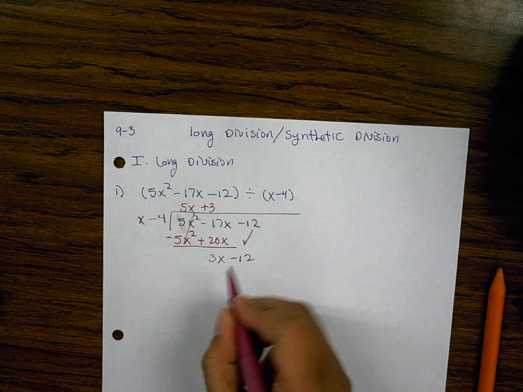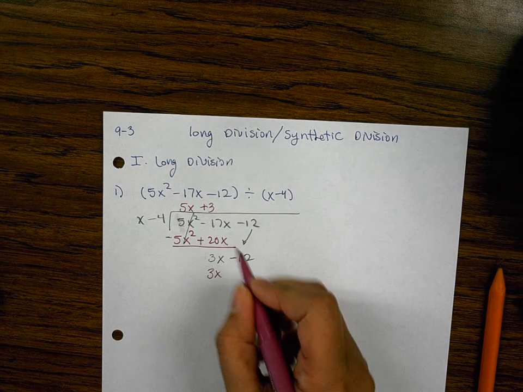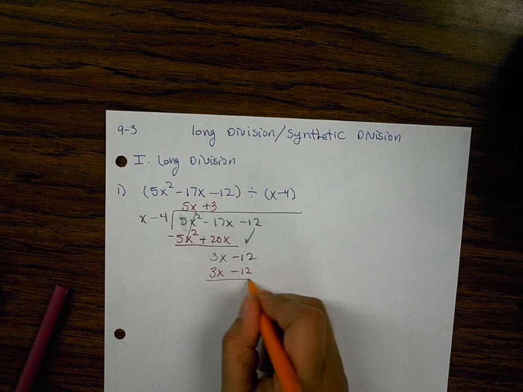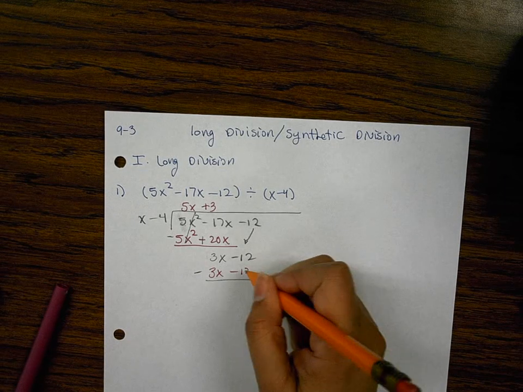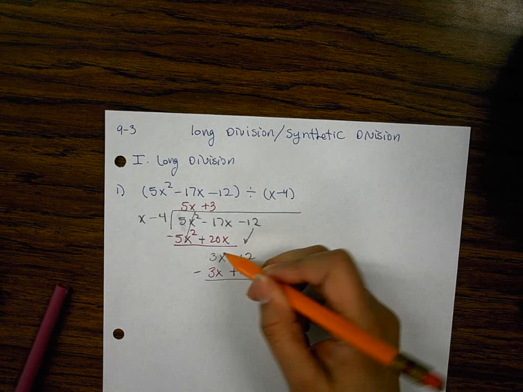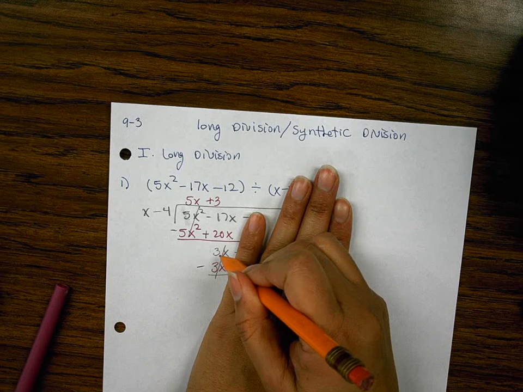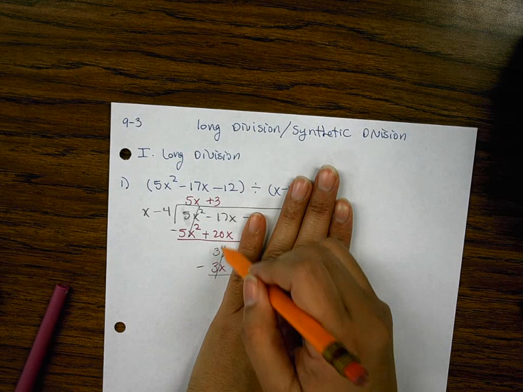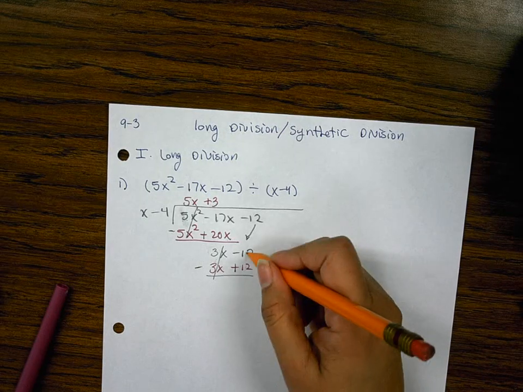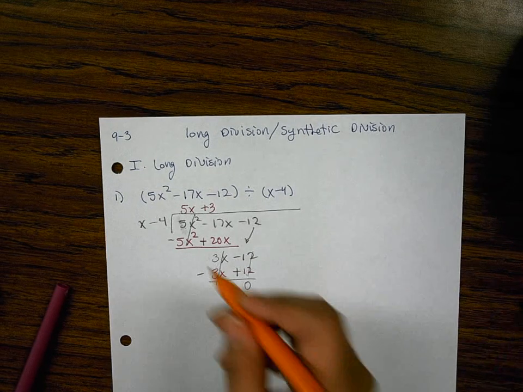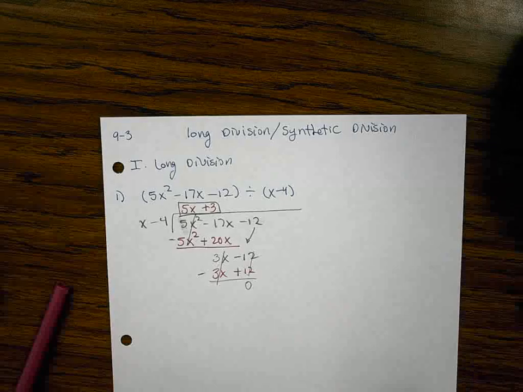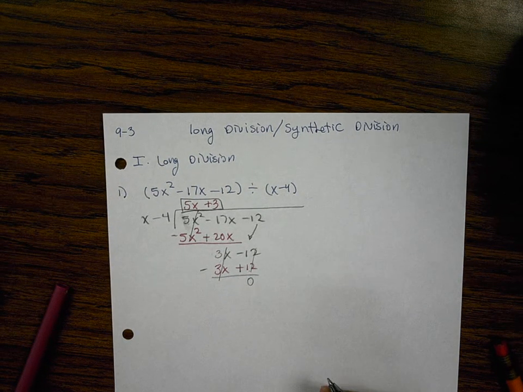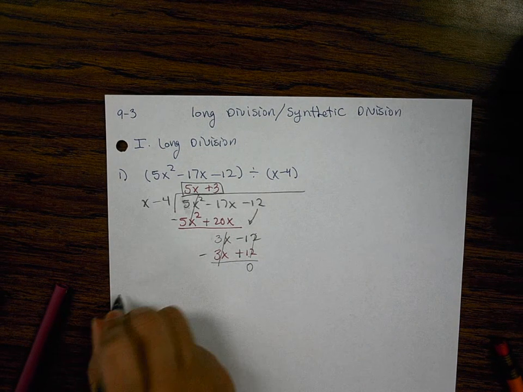X times what is 3x, and that's positive 3. Distribute 3x, take away 12. And again, you subtract going downward, but you have to distribute the negative. So the first one should always cancel out. If anything else cancels out, it's bonus, but for sure the first set should always cross out. This also crosses out, so your remainder is 0. So 5x plus 3 is your final answer.